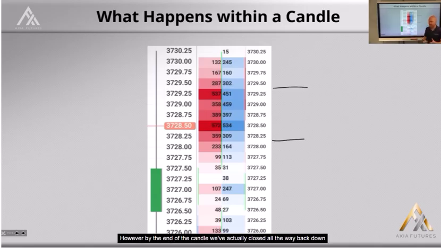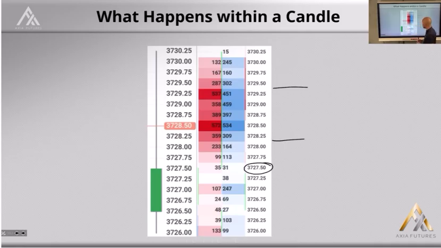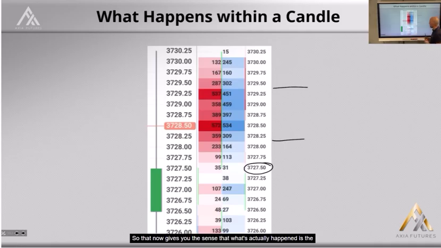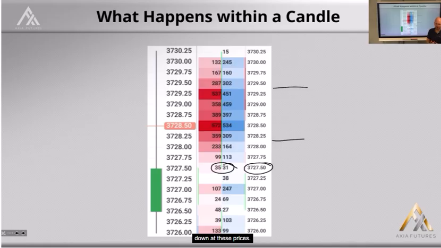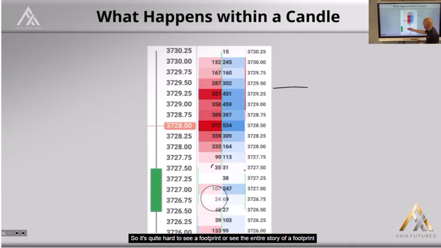However, by the end of the candle, we've actually closed all the way back down here at 27 and a half. So that now gives you the sense that what's actually happened is the market has traded up, attempted to sort of accept trade up here, and then managed to close lower, however, without trading a great deal of volume down at these prices. So it's quite hard to see the entire story of a footprint without seeing this alongside the candle being created or alongside your price ladder.